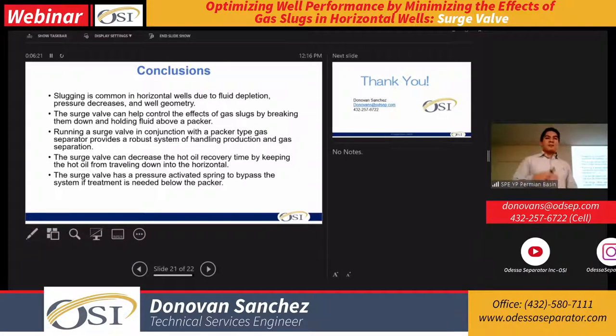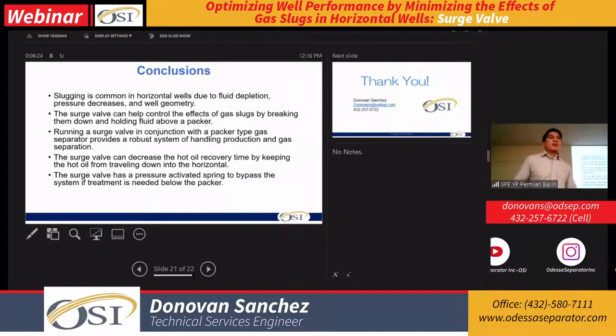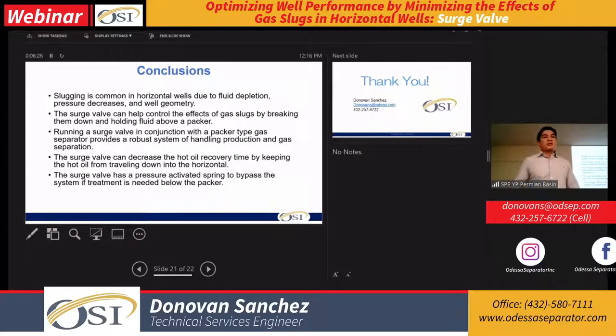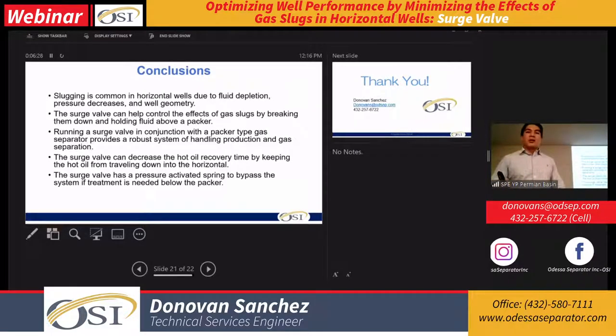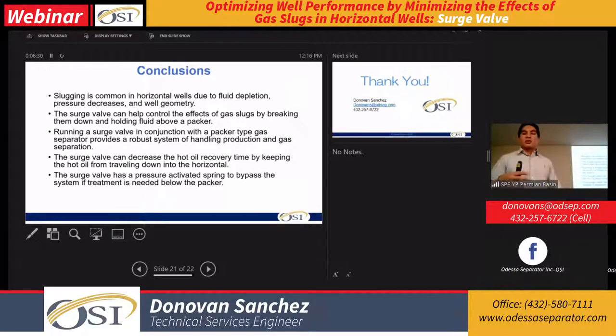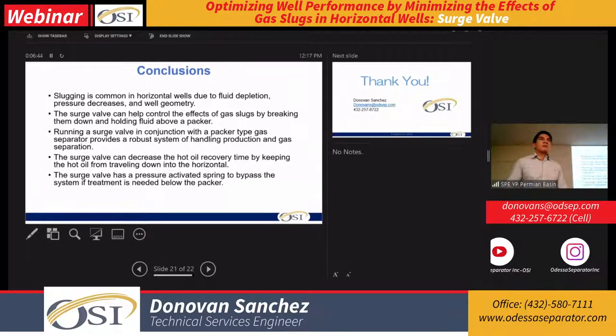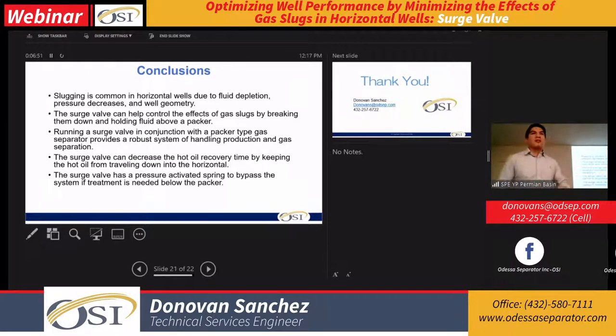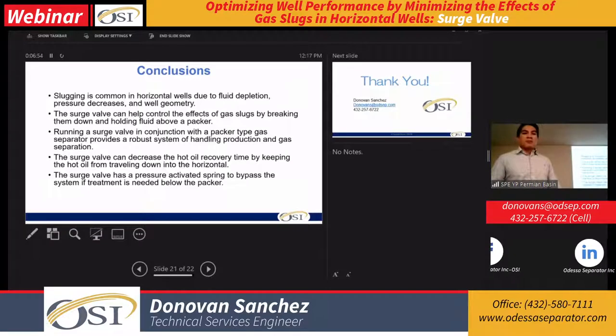And as a bypass system, the surge valve has a spring activated bypass system. If you do need to get downhole below that packer to help treat those perforations, or just do scale treatment or corrosion treatment or anything that you may need below the packer, there is a bypass system that is built in with different pressure activation points based on the depth of the well, because you do see wells at 10,000 feet, you do see some at 5,000 feet. So some are going to have higher fluid columns, some are going to have lower fluid columns. So we can design based on the depth of your well at the same time.